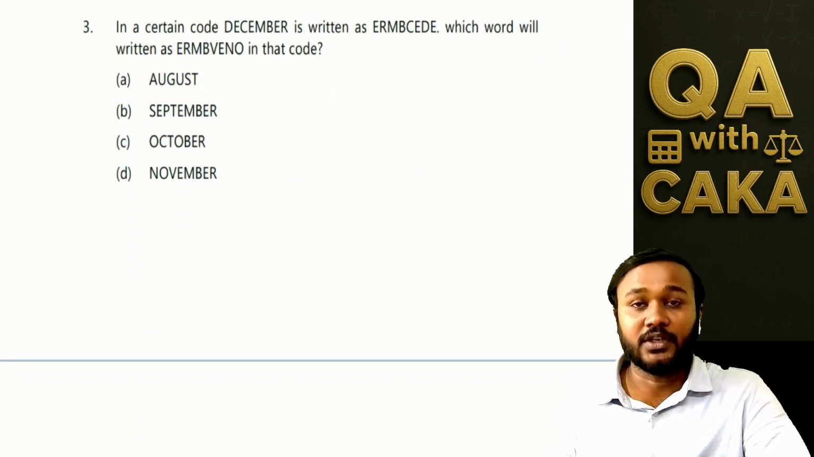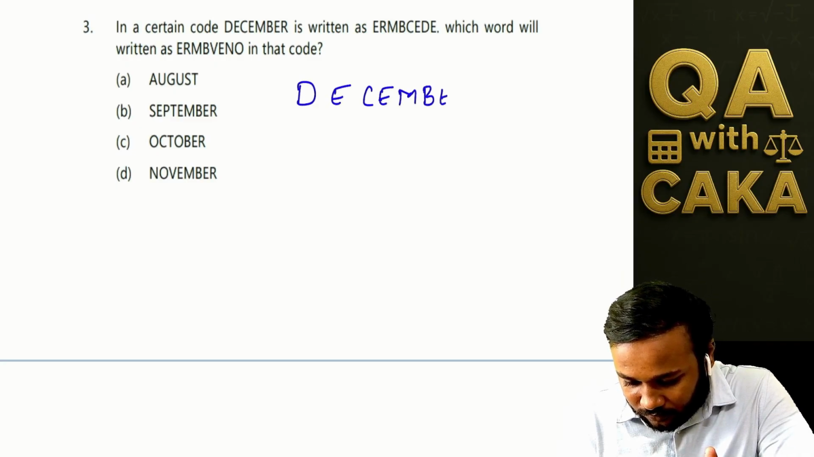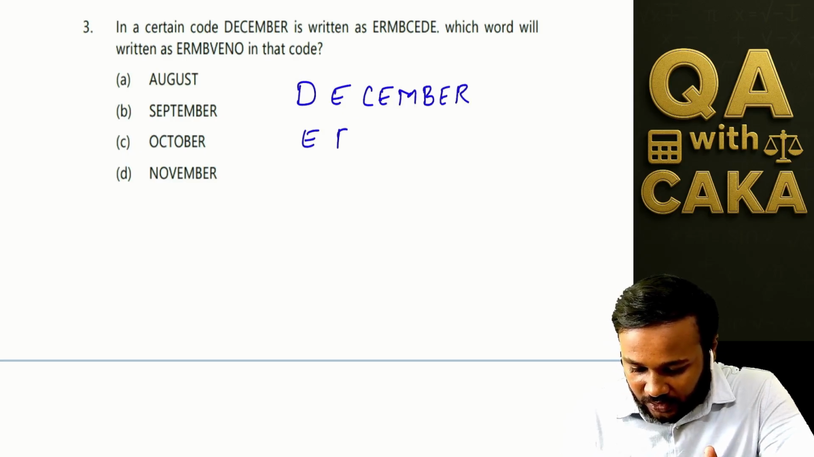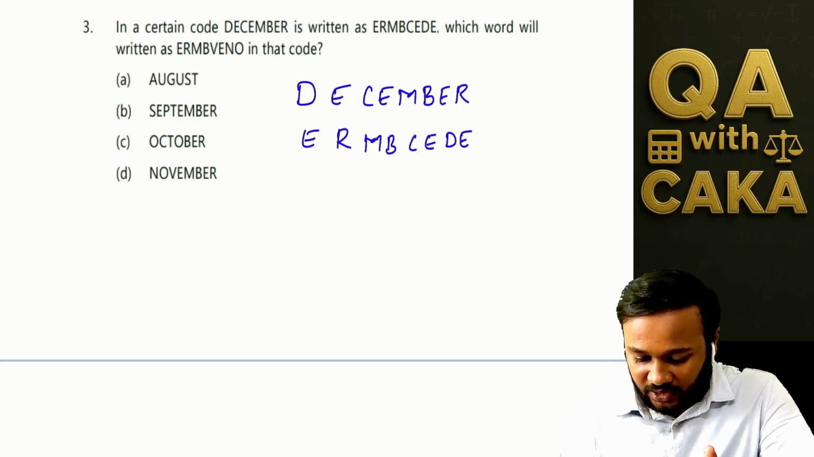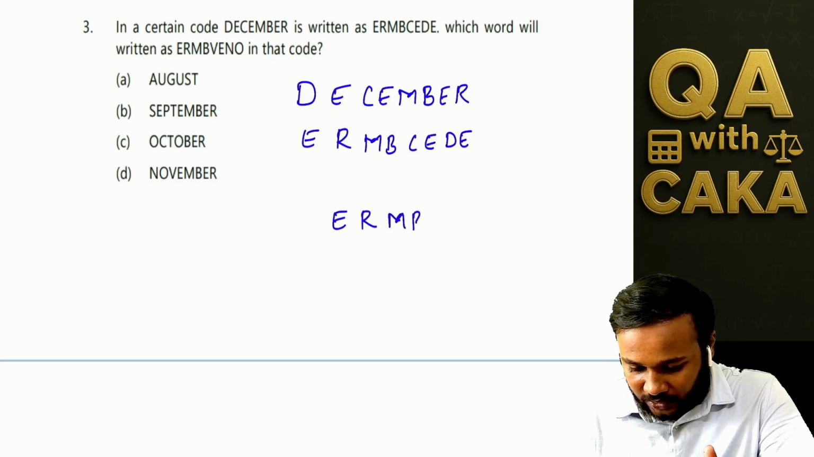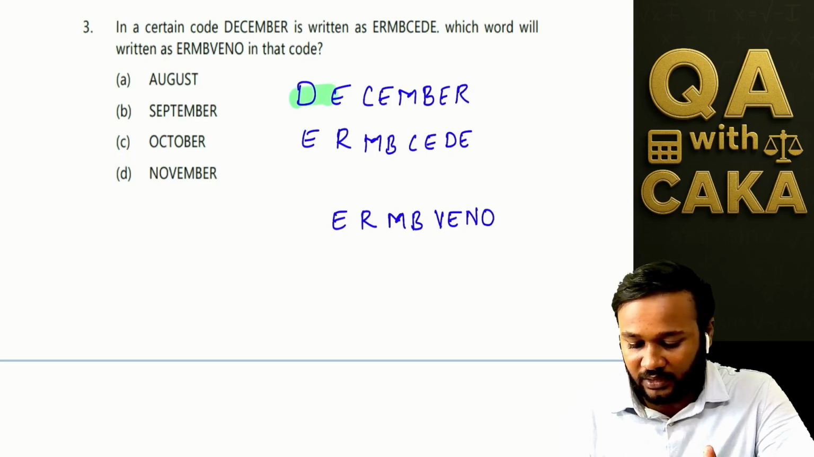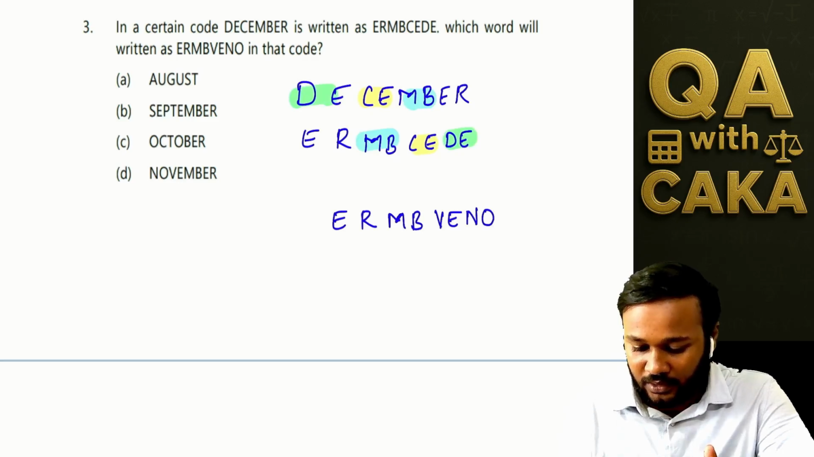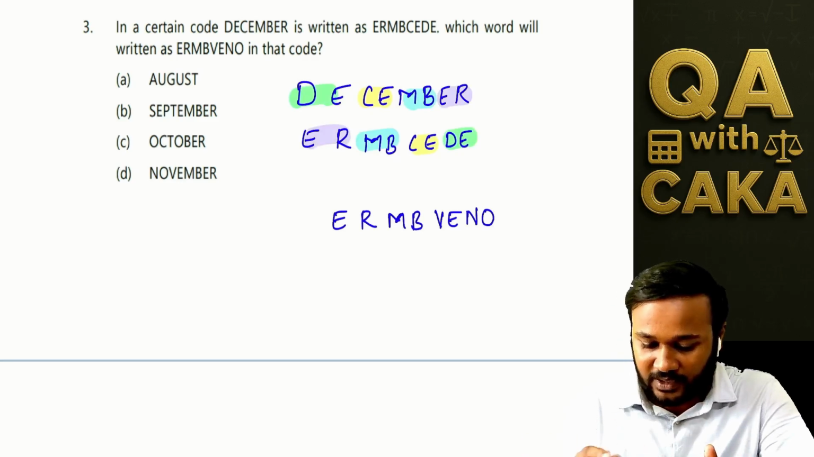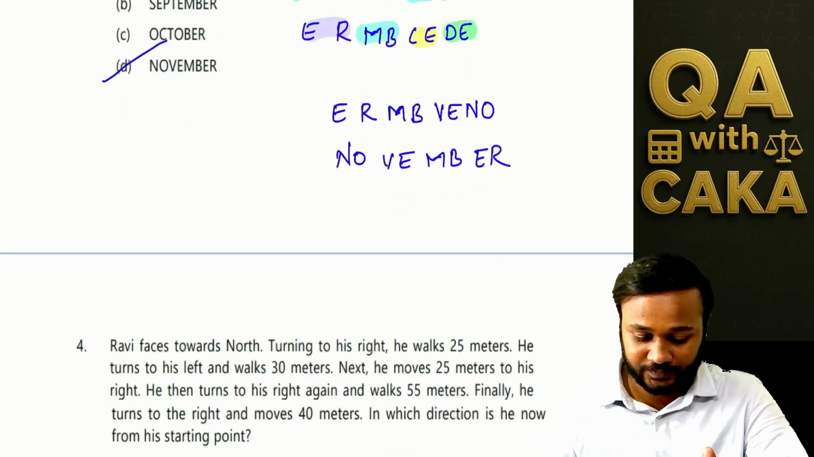Now third question, in a certain code, December is written as ERMBCEDE. Now, which word will be written as ERMBVENO? If you notice here, D, D, C, C, MB, MB, ER, ER. It is in the reverse order, so let's write the same thing now. So, NO, VE, MB, ER. So, it's option D, November.